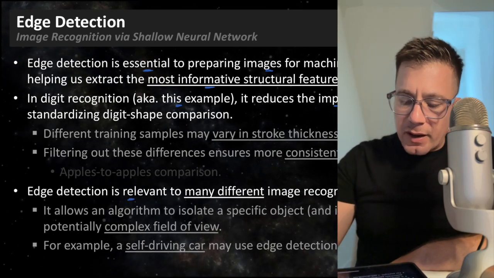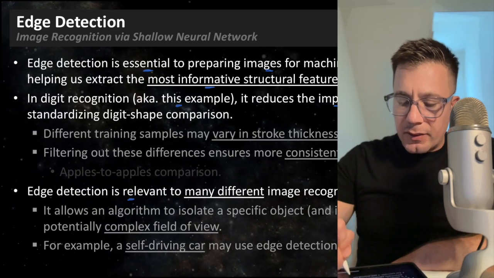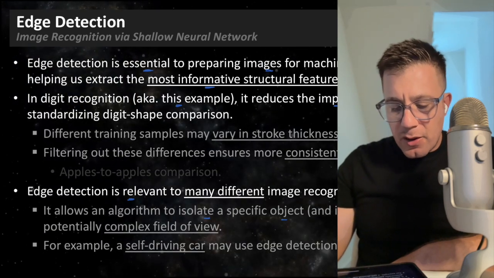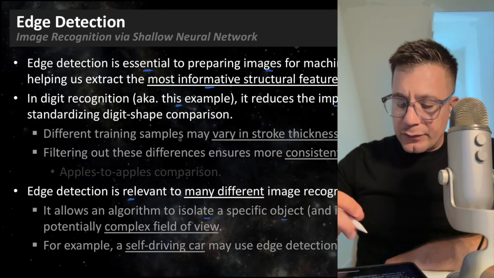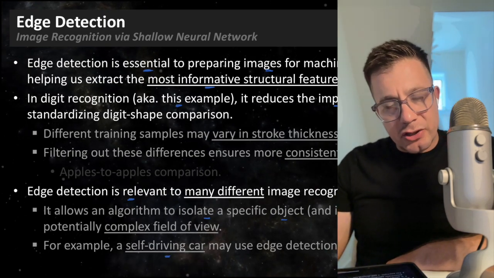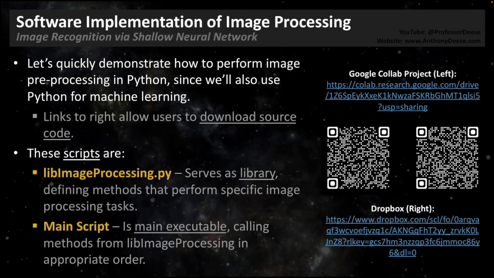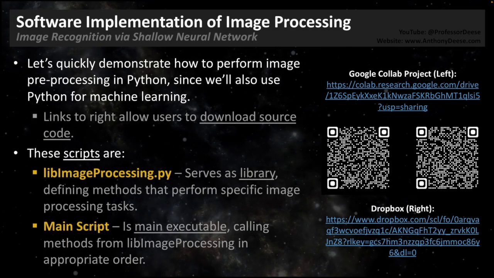Edge detection is relevant to many different image recognition problems overall. It allows an algorithm to isolate a specific object as well as its boundaries within a potentially complex field of view. For example, a self-driving car may use edge detection to determine whether there's a pedestrian crossing in front of it. So let's quickly demonstrate how to prepare an image for machine learning or for training in Python, since we'll also be using Python for machine learning.